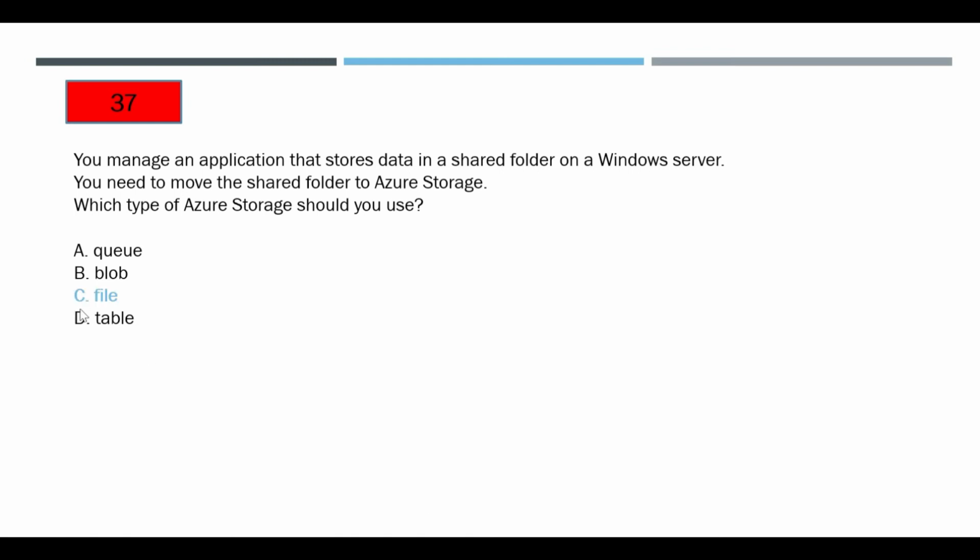Now blob, queue, and table, these are object stores. So for example, Azure blob, Azure queue, these are object stores. We need to store it in a file. So file is similar to Amazon EFS. Now let's look at the next question.